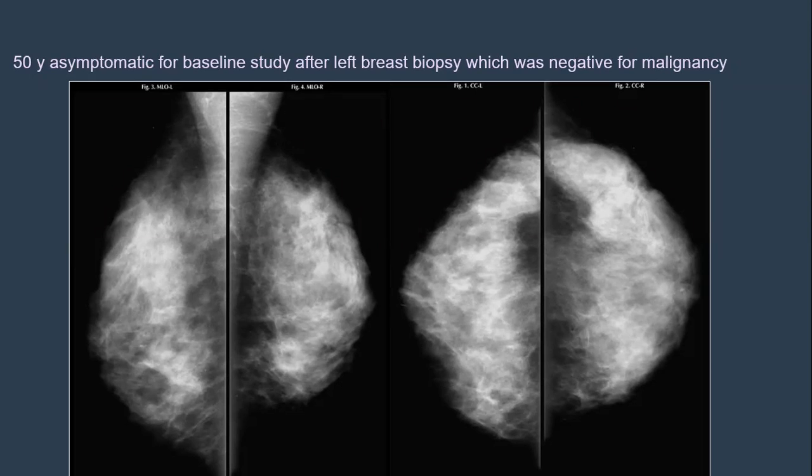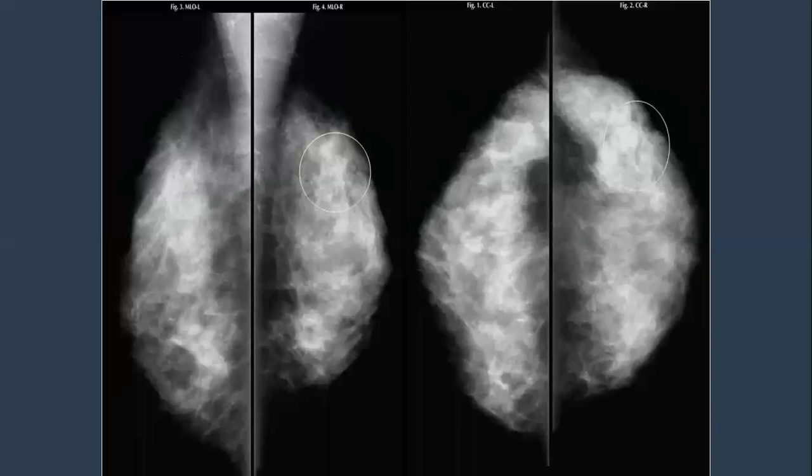Right or left? At the left breast. Excellent. Here at the upper outer quadrant of the left breast, there is an area of architectural distortion, a focal area of contour deformity. Excellent. Well done. Yes, that is the area of distortion. This is the area of architectural distortion.